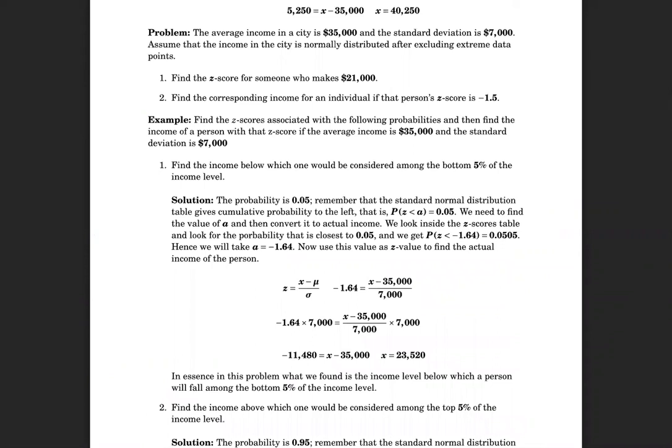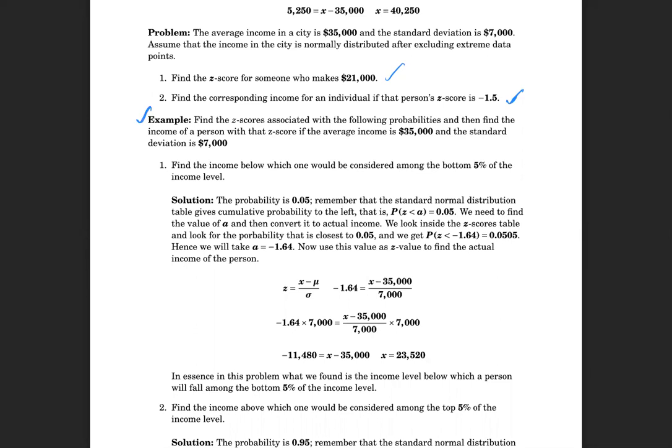Again, the same type of problem, okay? Find the z-score for 21,000. Find the corresponding income for negative 1.5. So this is your practice problem, okay? And I think I used it again in a different context. So let's go ahead and do this example problem.